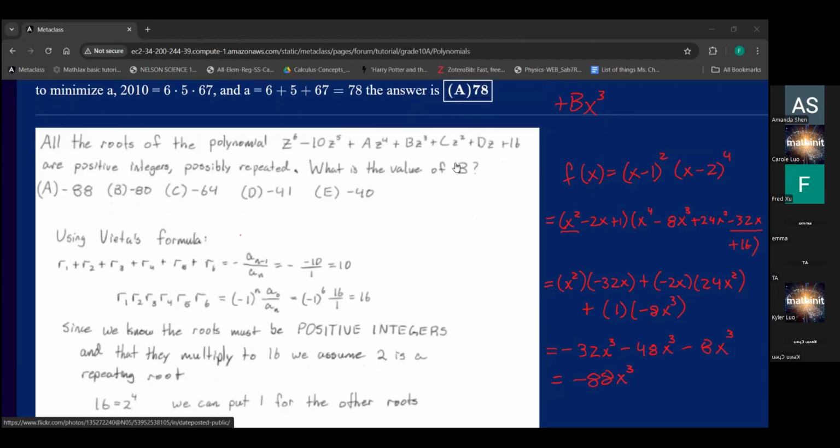And we can see here we have b x cubed. I just wrote this as an x. We're looking at the exponent cubed. That means that b must be equal to negative 88, because the two terms correlate with each other. So our answer is A, negative 88.